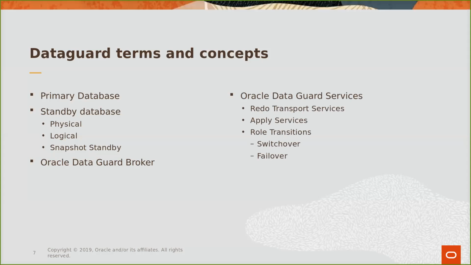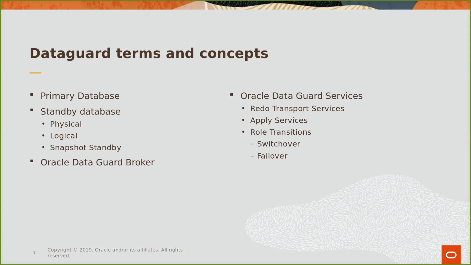In terms of DataGuard services, we have redo transport services that does exactly what it says. It transfers redo data from the primary to the standby databases, but also manages the process of resolving gaps in archived redo logs in the event of a network failure. Apply services, again the same, it applies redo data on the standby database. And as I mentioned before, we have redo apply for physical standby databases and SQL apply for logical standbys.